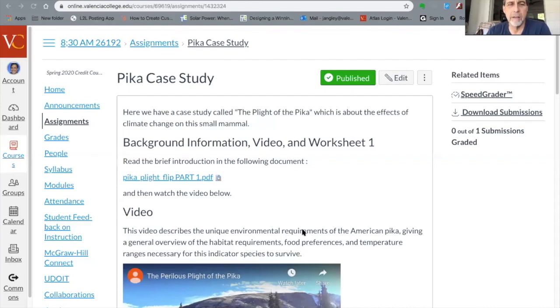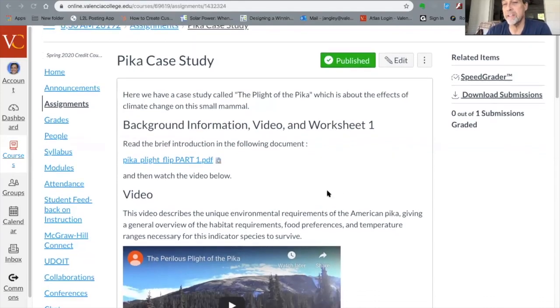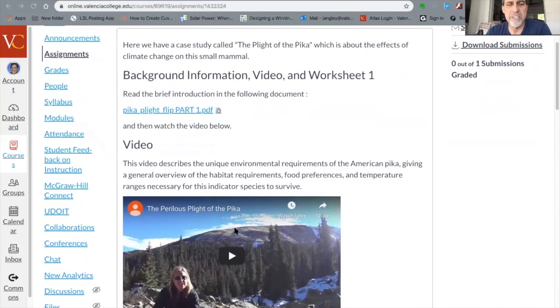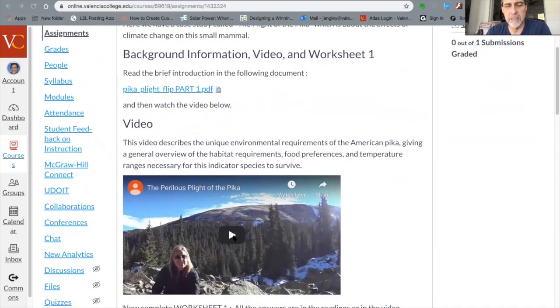So when you get here, the first thing I think you should do is watch this video right here. Just click play and it takes only a few minutes. That's going to give you a pretty good background on the Pika. Of course, the Pika are these little mammals that live in the mountains. In the United States, they live in Colorado. And that'll give you a background.